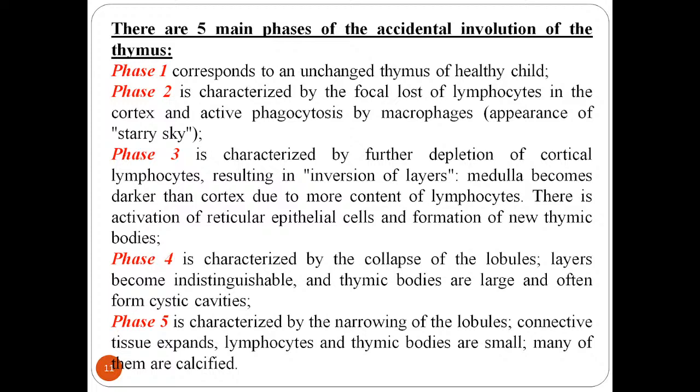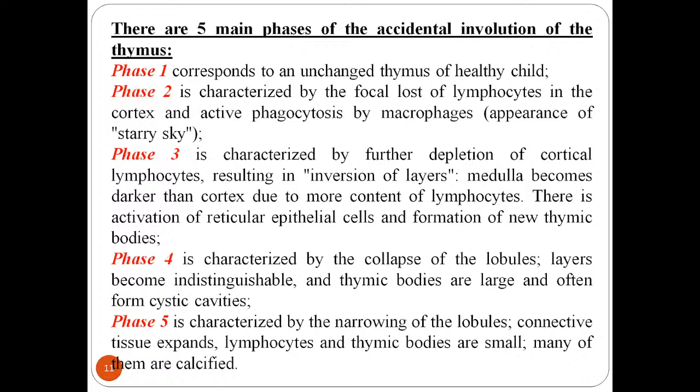Morphological manifestations of accidental involution include five phases or stages. Phase number 1: just normal conditions, absent morphological change. This corresponds to the normal thymus of a healthy child. In this stage, no morphological change.